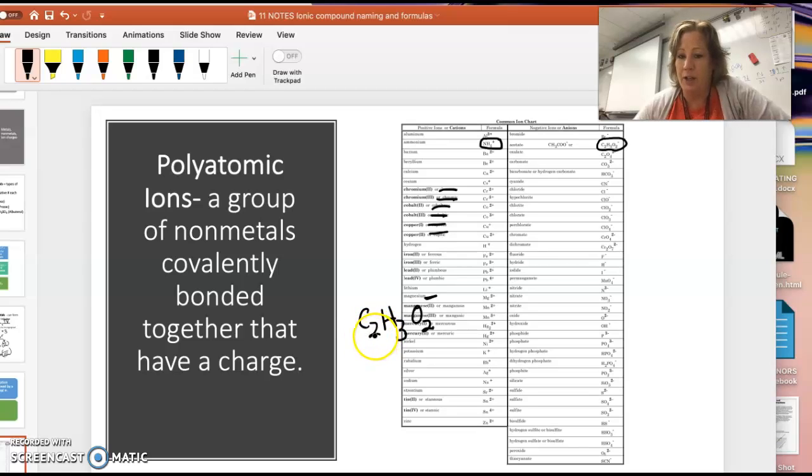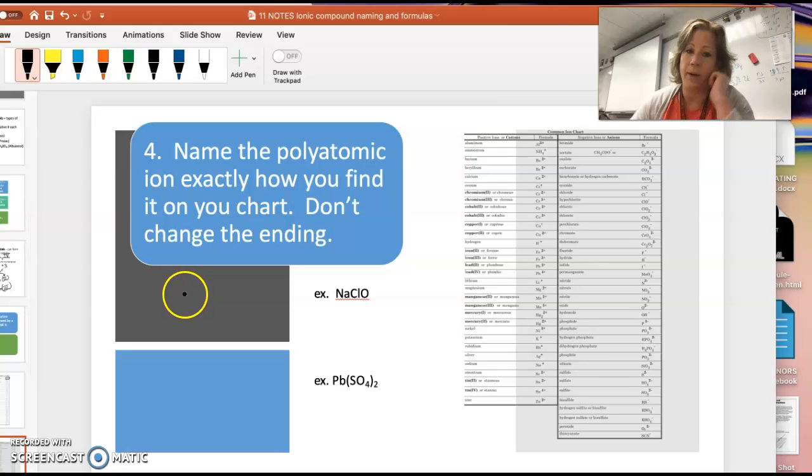So you don't want to change their subscripts. Like SO4, sulfate. I don't want to change that 4 because then it's not sulfate any longer. So when I name the polyatomic ion, not only do I not change the subscripts within the ion, I name it exactly how it's found on the ion chart.